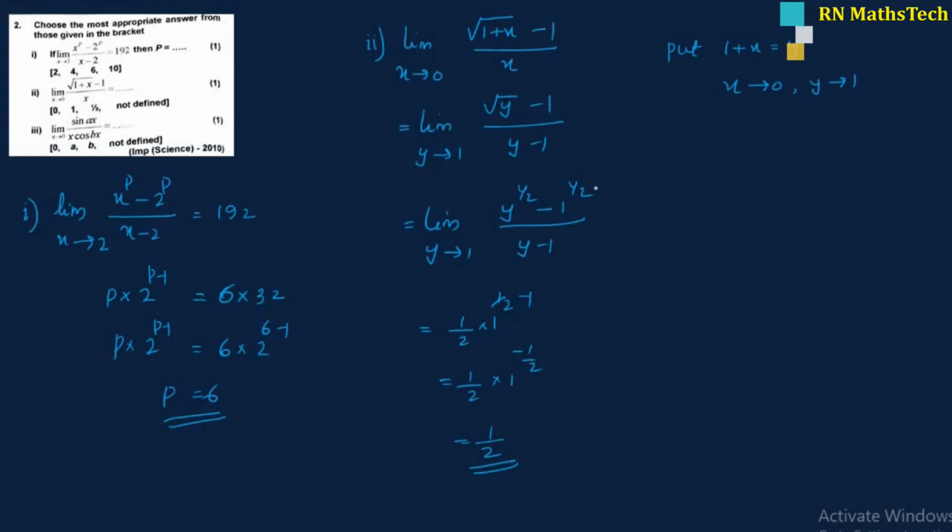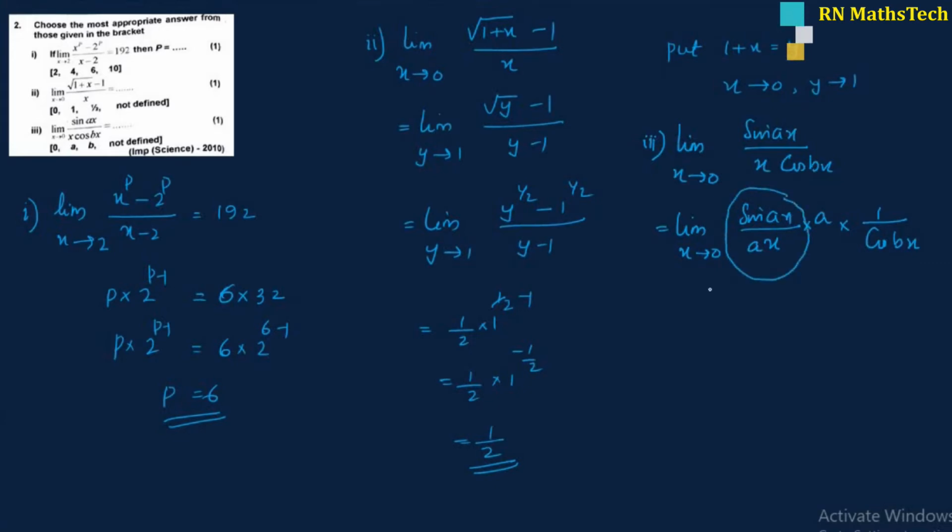See the third part. Limit x tends to 0 of sine ax by x into cos bx, equal to limit x tends to 0. This is sine ax by x. We multiply the denominator by a and the numerator by a, into 1 by cos bx. So the limit of this function is equal to 1.